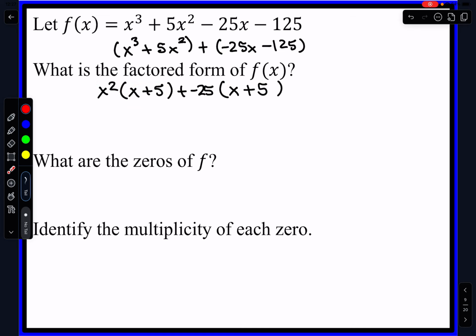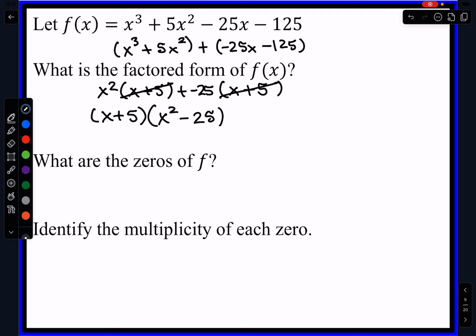Now, what do we do from here? From here, we're going to factor out the x plus 5. So if I take out the x plus 5 from both of these terms, what I'm going to be left with among these two terms is simply the x squared and the negative 25, which can be rewritten as minus 25.